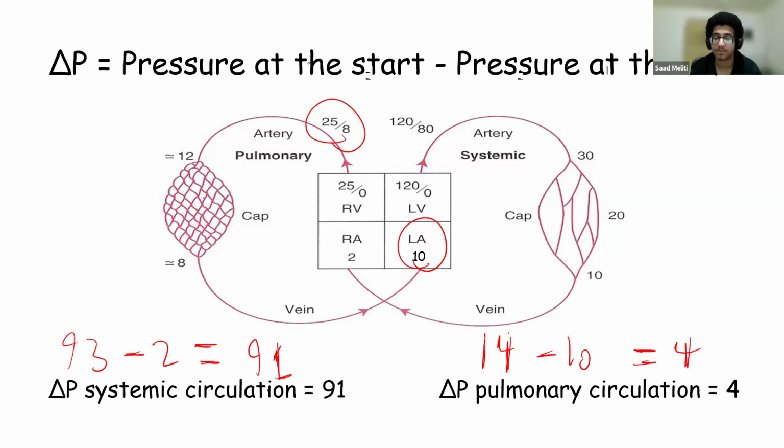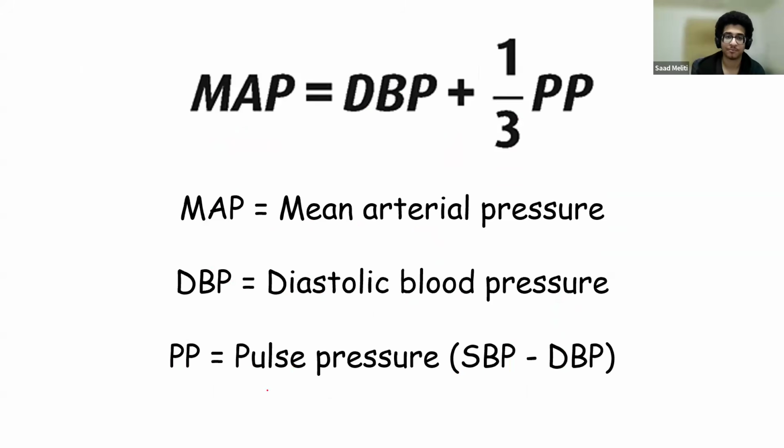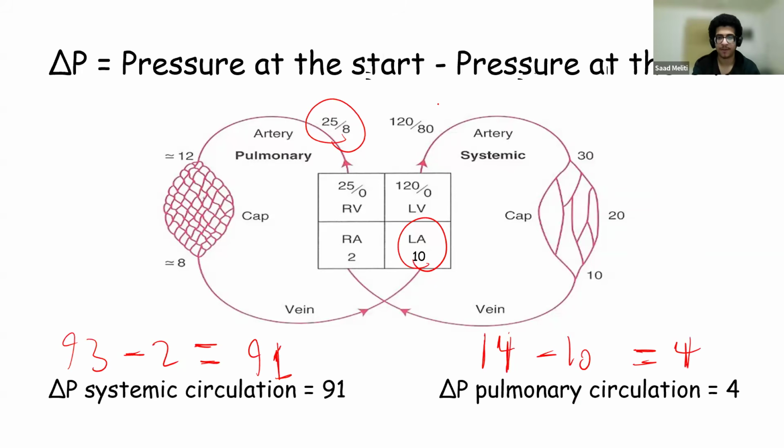Pulse pressure is systolic minus diastolic. Yes, pulse pressure is systolic minus diastolic. Let's go back to the equation. Right. So pulse pressure is systolic blood pressure minus diastolic blood pressure. So that's what pulse pressure is. I hope that makes sense.